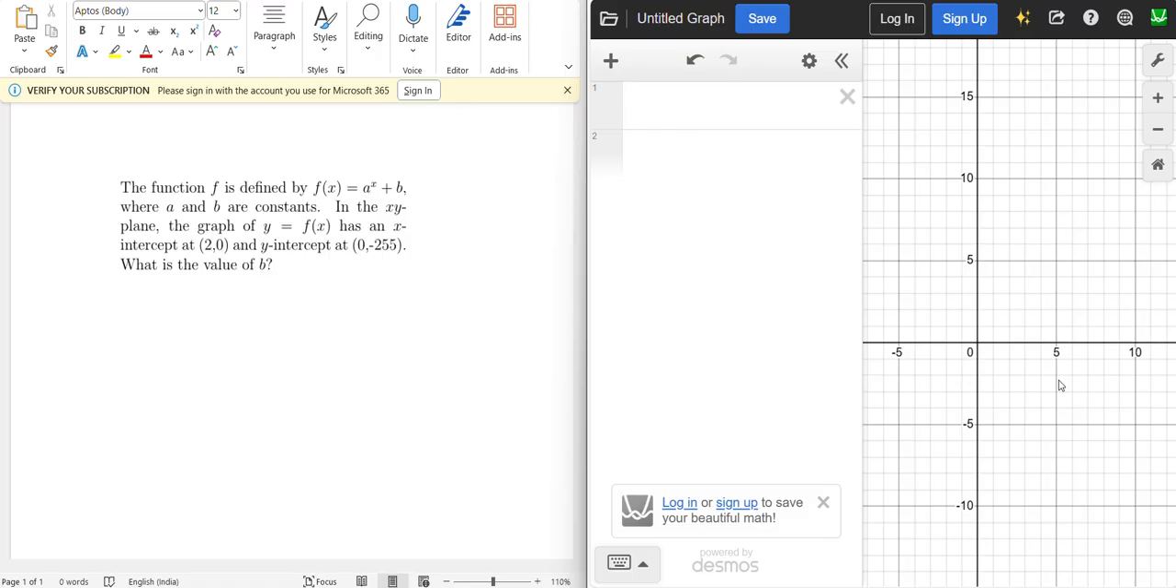Okay, so the function is given as f(x) = a^x + b, where a and b are constants. In the xy plane, the graph of y = f(x) has an x-intercept at (2, 0). So when x equals 2, y must be 0, and a y-intercept at (0, -255). What is the value of b?